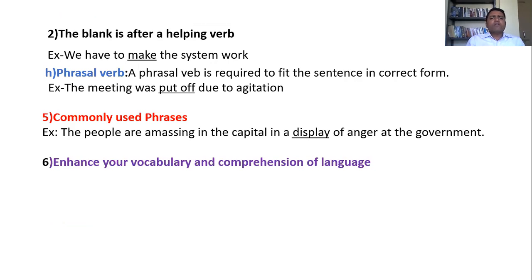The blank is after a helping verb. We have to make the system work.